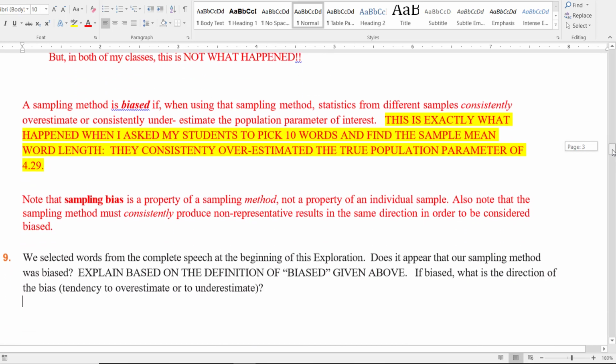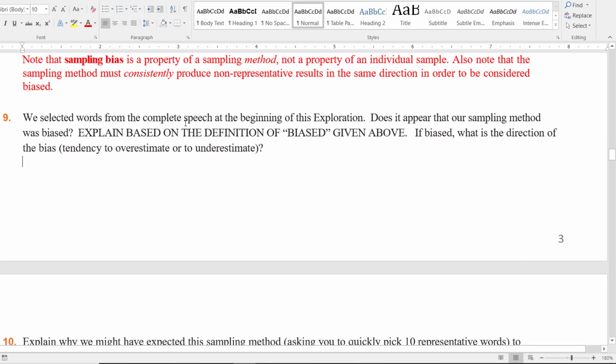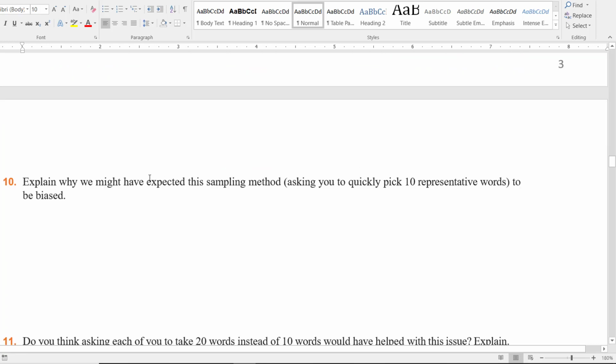Okay, so number 9, we selected words from the complete speech at the beginning of this exploration. Does it appear that our sampling method was biased? Explain. So yes, it appears our sampling method was biased because in both classes we consistently got sample means that were overestimating the true population mean, 4.29. Explain why this might have happened. Explain why we might have expected that this sampling method wouldn't work.